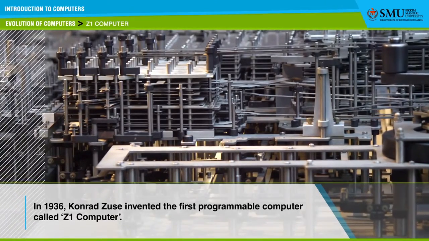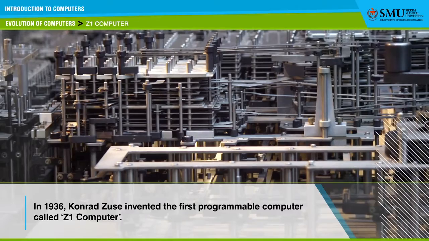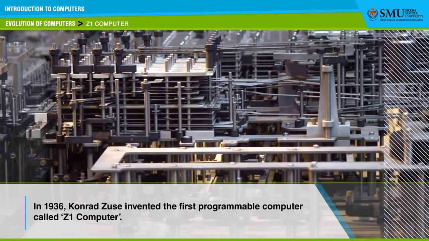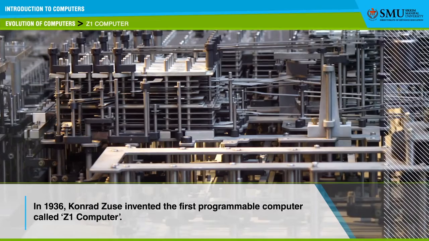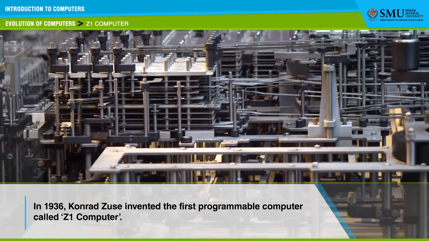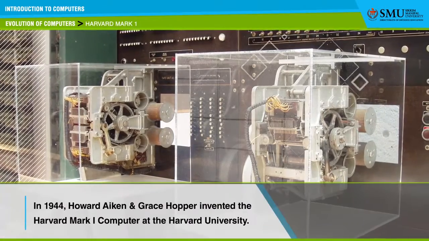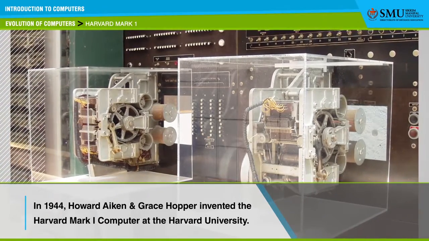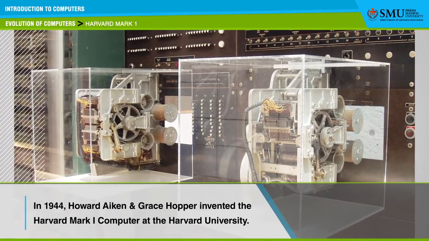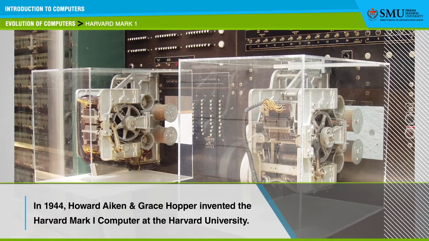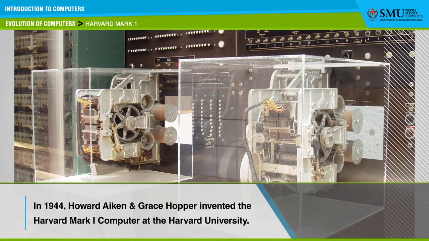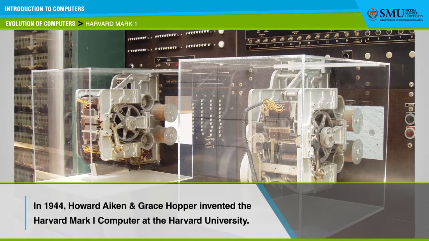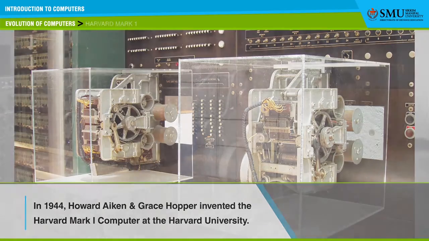In 1936, Konrad Zuse invented the first programmable computer called Z1 Computer. It read instructions from perforated 35mm films. In 1944, Howard Aiken and Grace Hopper invented the Harvard Mark I computer at the Harvard University. It was a 5-ton device with 760,000 separate pieces. It was initially used by the US Navy.